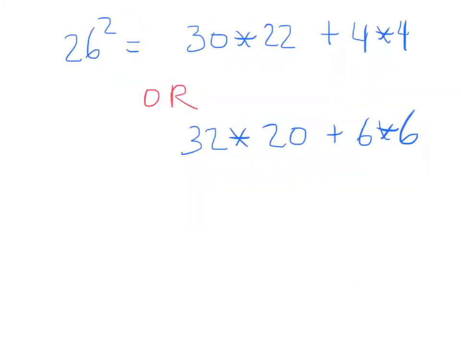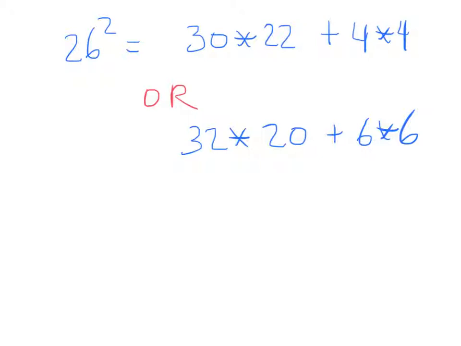Well, what about a case like 26 squared? It's 26 times 26. Well, there you have a choice of two ways. So if you go up 4 to 30 and down 4 to 22, okay, your rectangle is smaller. It's 4 times 4 smaller, but that's one that you could do.